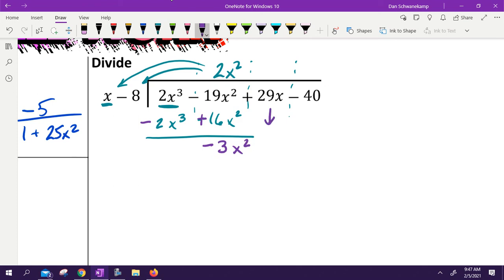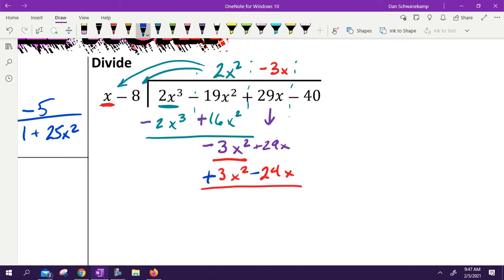We bring down the next thing in the mix here. And then we just do it again. We ask ourselves the question, x times what gets me negative 3x squared? Negative 3x. I write it up above. Then I do it. Negative 3x times x is negative 3x squared. And negative 3x times negative 8 is a positive 24x. I'm putting them together. What do I need to do?